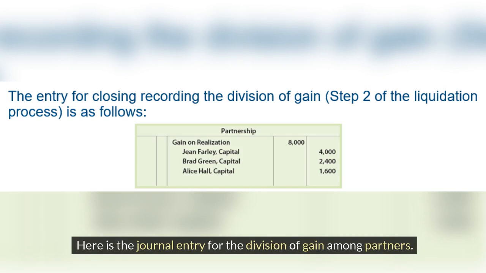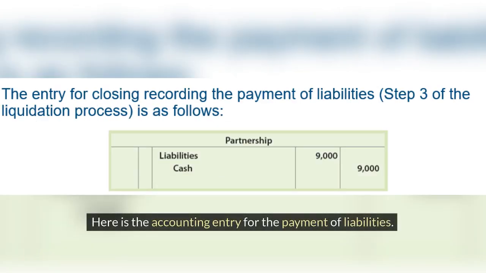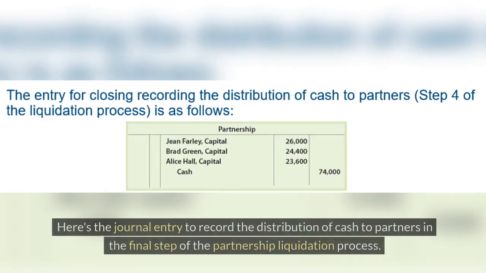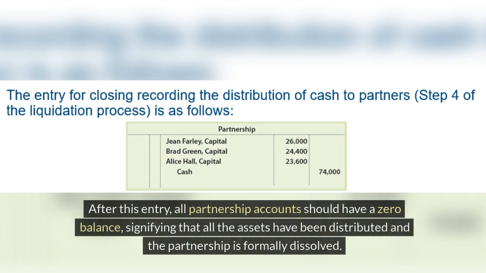Here is the journal entry for the division of gain among partners. Here is the accounting entry for the payment of liabilities. Here's the journal entry to record the distribution of cash to partners in the final step of the partnership liquidation process. After this entry, all partnership accounts should have a zero balance, signifying that all the assets have been distributed and the partnership is formally dissolved.